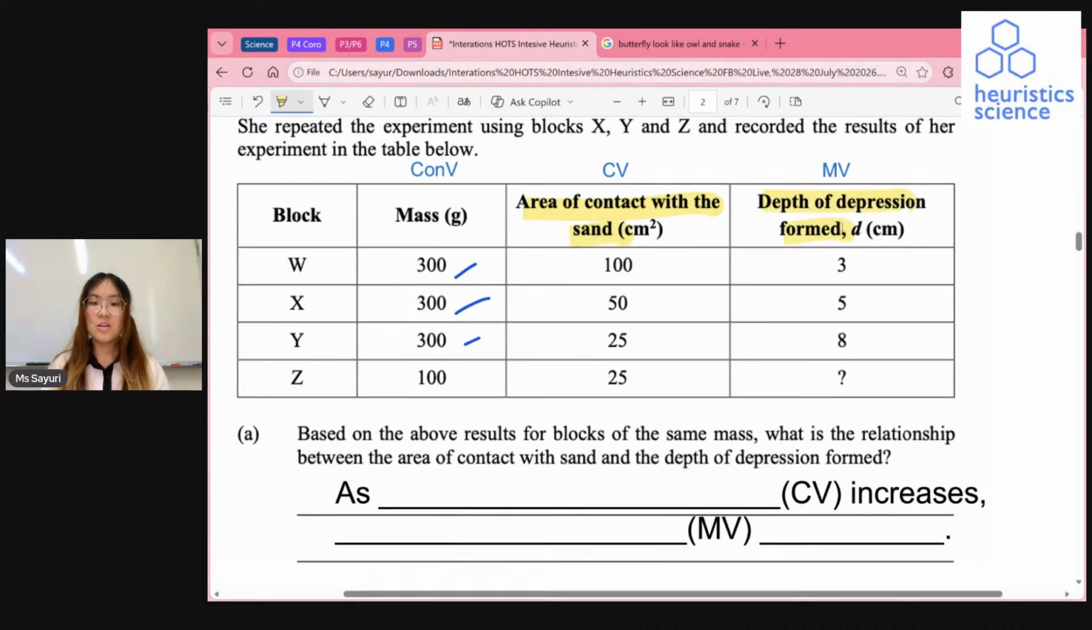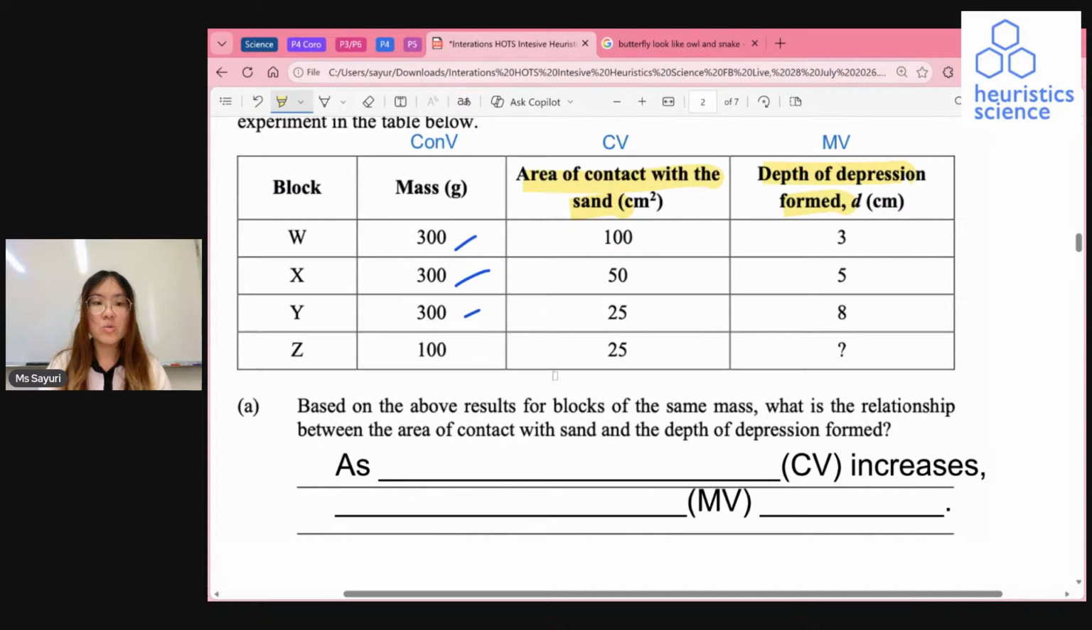Can you see that? Okay, so how do you know for sure? It's always likely in the question: the area of contact with the sand against the depth of depression formed. Okay, so over here I printed, as if you print a paper, you already have this. So if it increases, I'm looking at it this way. From 25 to 100, what happens to the depth of depression? Can you all type down in the chat?